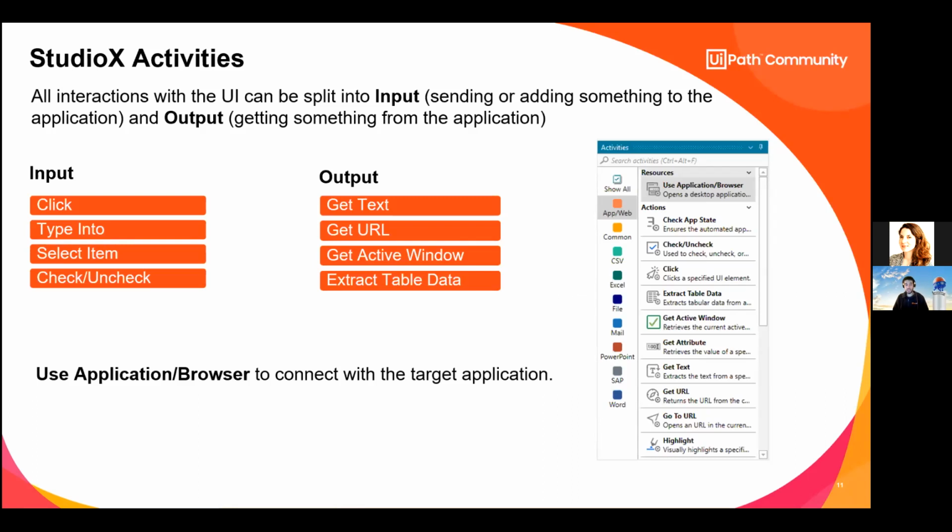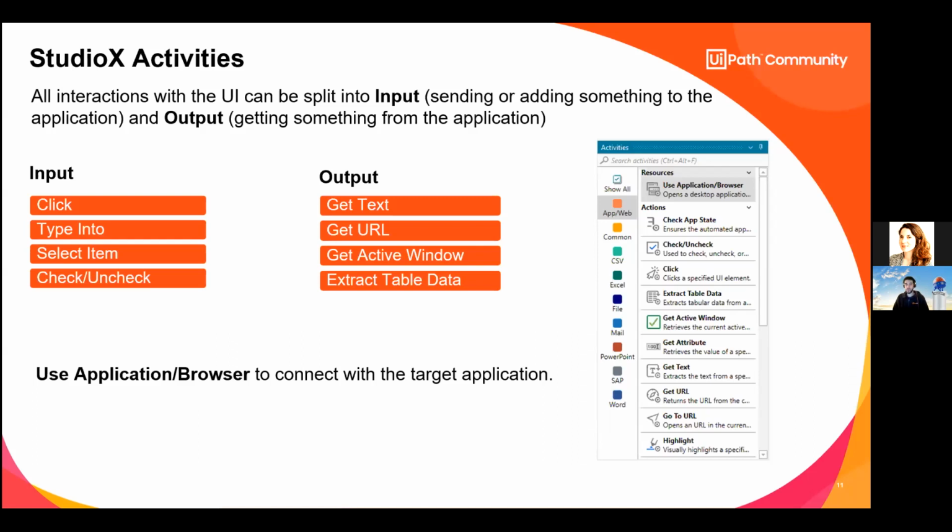And the check uncheck activity, we're going to use it when we talk about checkboxes, right? So that activity will allow us to define a checkbox and say if we want to toggle that. So if it's checked, just uncheck it, or vice versa, or just make it always checked or always unchecked.